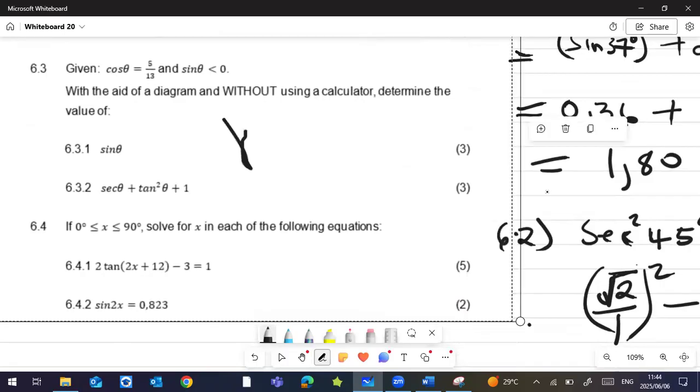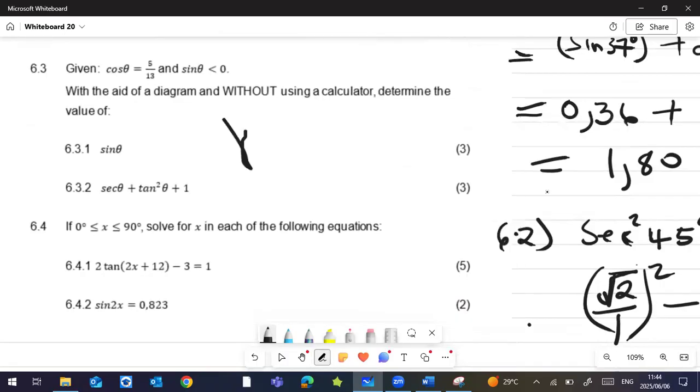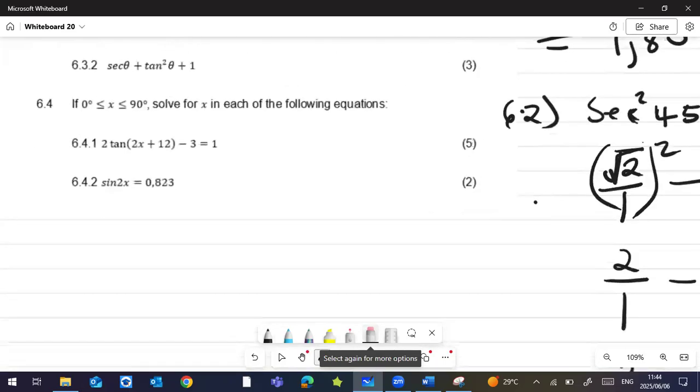Given cos theta, there you are given cos theta equals to 5 over 13, and sine theta is less than 0. With the aid of a diagram and without using a calculator, determine the value of sine theta 6.3.2, secant theta plus tan squared of theta plus 1. Let me start with our given information to answer this question.